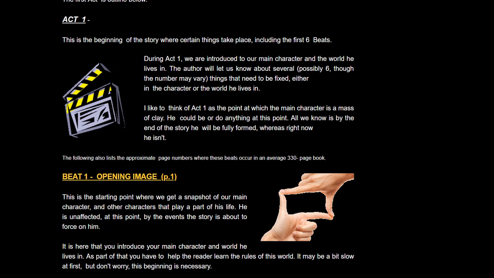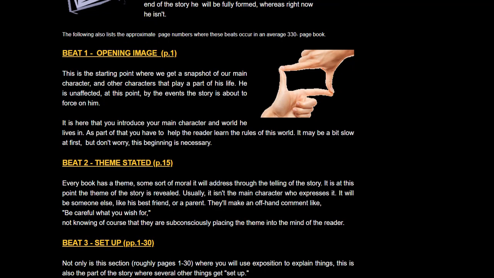The following also lists the approximate page numbers where these beats occur in an average 330-page book. Beat 1, the opening image. This is the starting point where we get a snapshot of our main character and other characters that play a part in his life. He is unaffected at this point by the events the story is about to force on him. It's here that you introduce your main character and the world he lives in. As part of that, you have to help the reader learn the rules of this world. It may be a bit slow at first, but don't worry, this beginning is necessary.